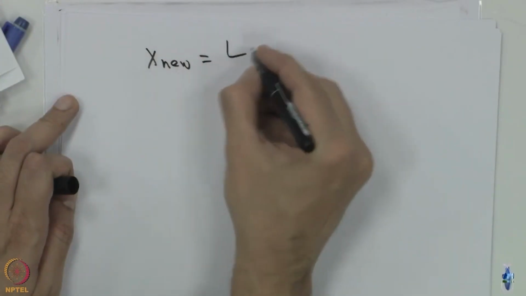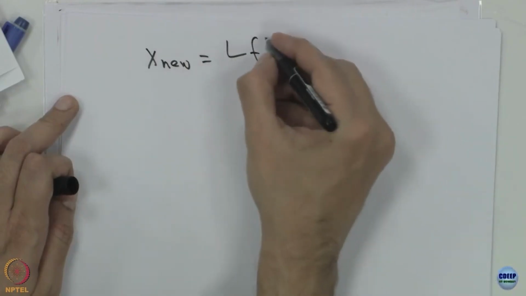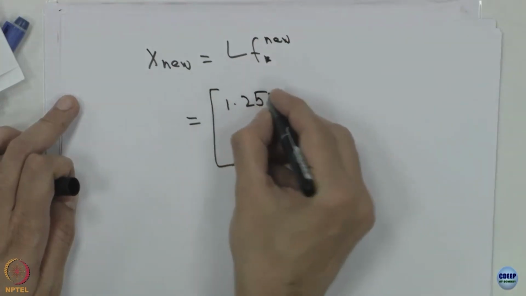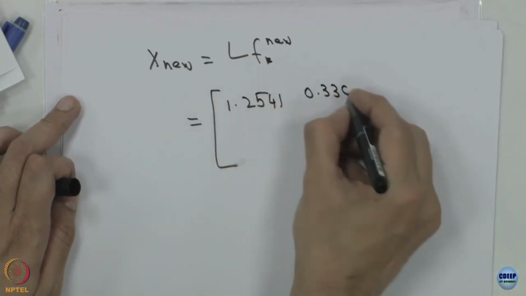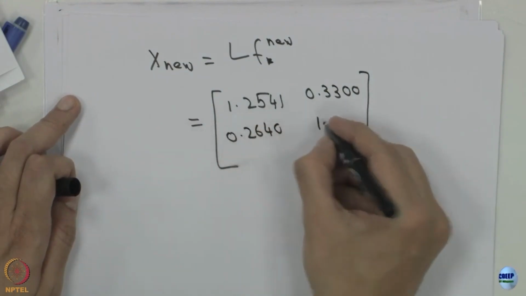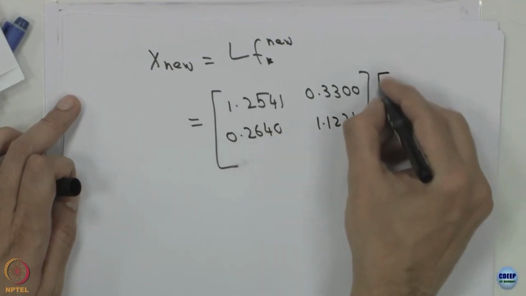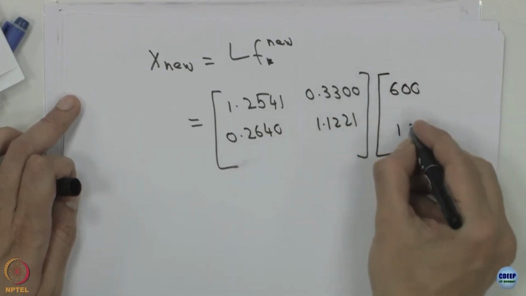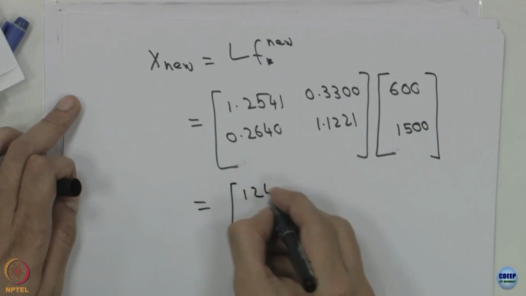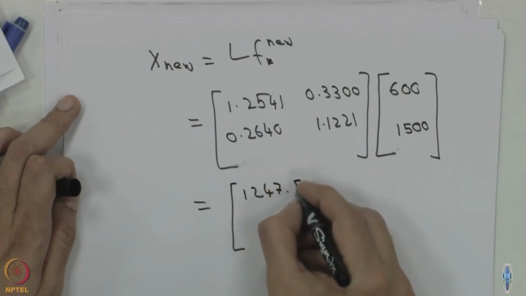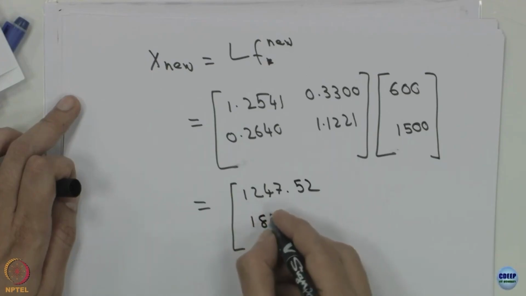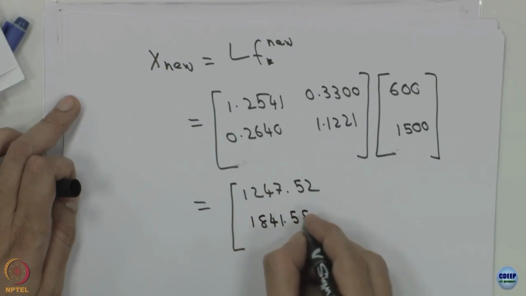So if we want to calculate the value of X nu, we can just take L into F nu. This is 1.2541, 0.3300, 0.2640, 1.1221, multiplied with 600 and 1500. We get 1247.52 and 1841.58.